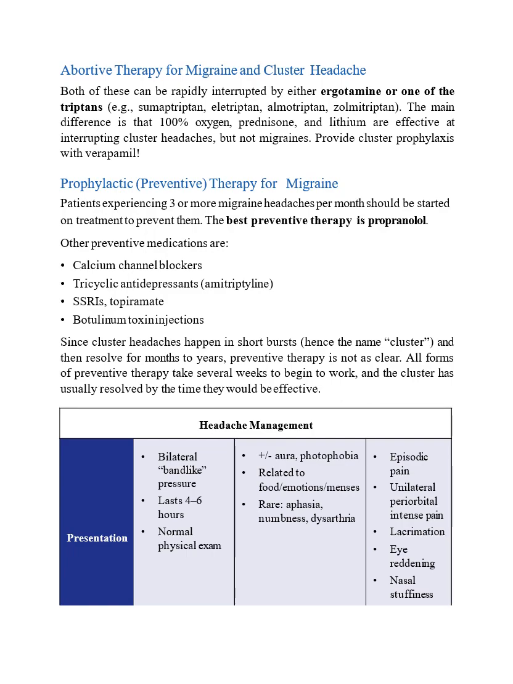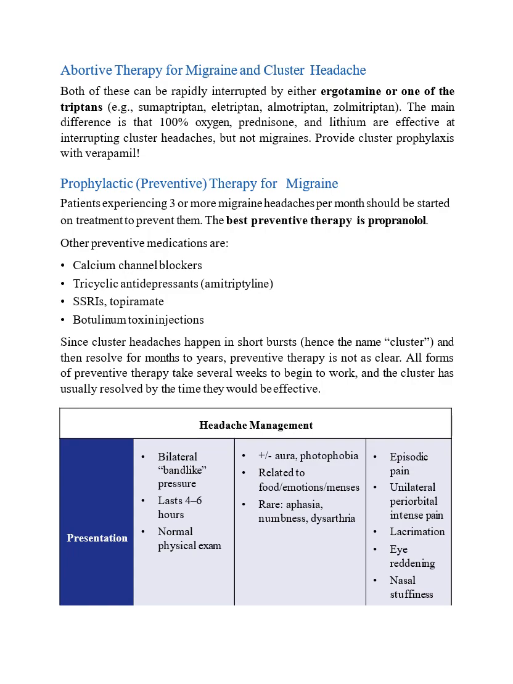Let's go to the next slide, number 9. Let's talk about abortive therapy for migraine and cluster headaches. Both of these can be rapidly interrupted by either ergotamine or one of the triptans, for example sumatriptan, eletriptan, almotriptan, zolmitriptan. The main difference is that 100% oxygen, prednisone, and lithium are effective at interrupting cluster headaches, but not migraines.